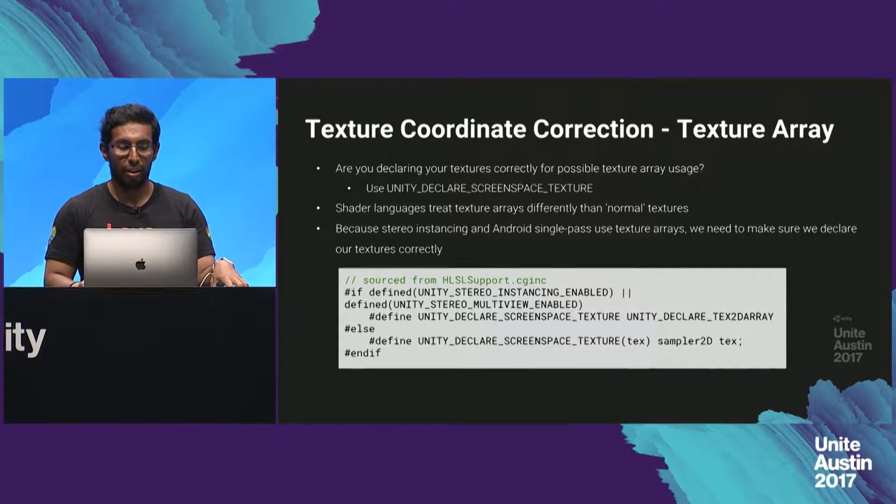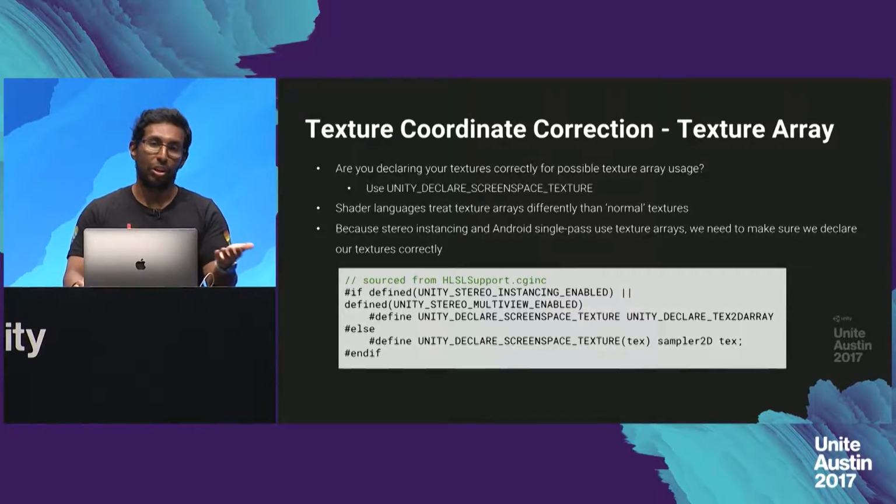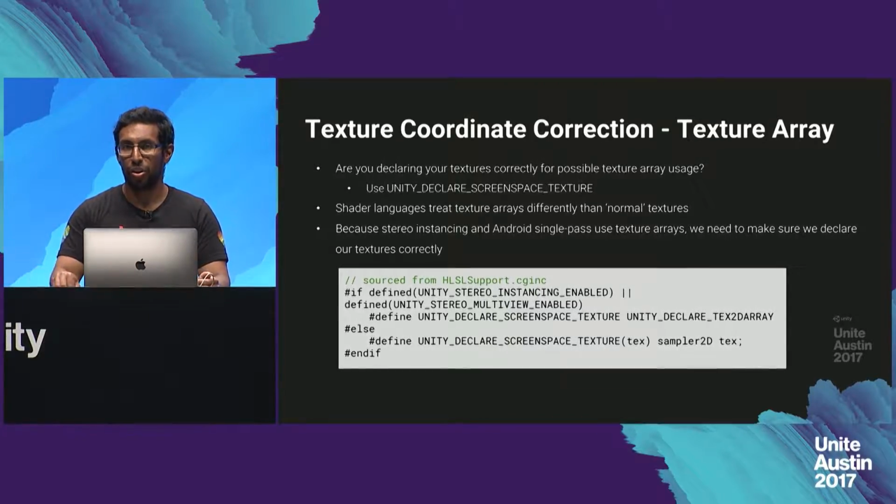So let's talk about the texture declaration. The shader languages themselves treat texture arrays differently than a normal texture, so you need to make sure they're being declared correctly. All this macro is doing here, this Unity declare screen space texture, is making sure that it calls the 2D array texture declaration if you're using instancing or Android single pass, which up there is mentioned as multi-view. That's the underlying extension. Otherwise, it can just call a normal 2D declaration.